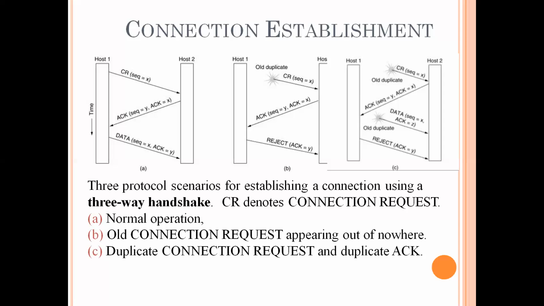Next, in figure C, the other intermediate duplicate connection request is received by host 2. Then it sends the acknowledgement with the new sequence and the acknowledgement X. Then host 1 knows that it doesn't send any connection request or any data to host 2. That's why it rejects the acknowledgement.